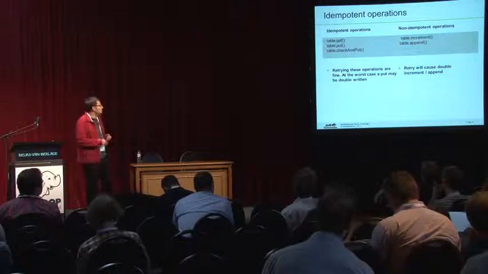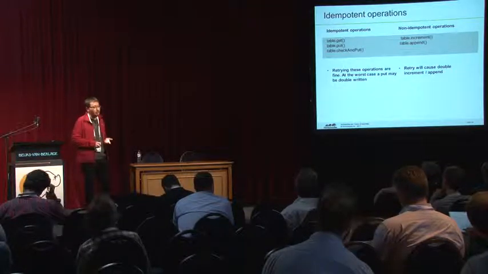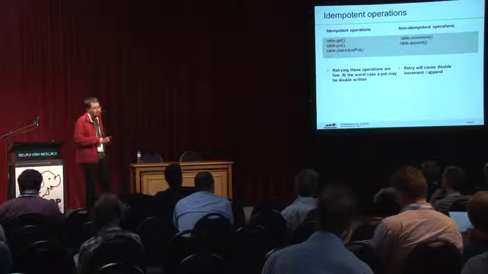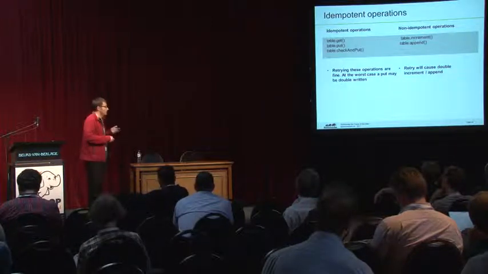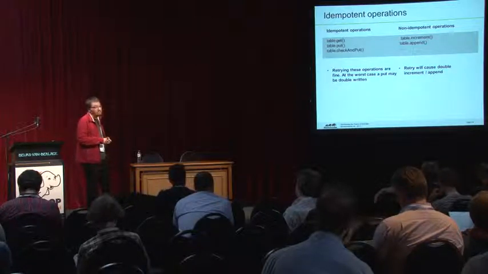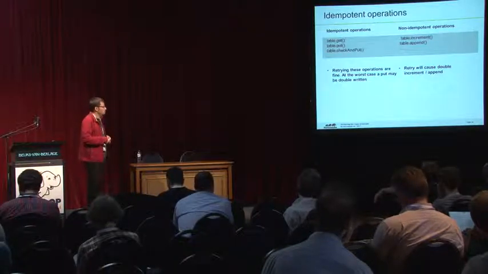Okay, so the idempotent operations, like table get, put, and check-and-put, are retryable, and retrying these operations is safe because at the very worst you can just double put. Which is basically okay in HBase because we keep multiple versions and everything. But if you're doing increments or appends to a single cell, the retrying would cause a double increment.